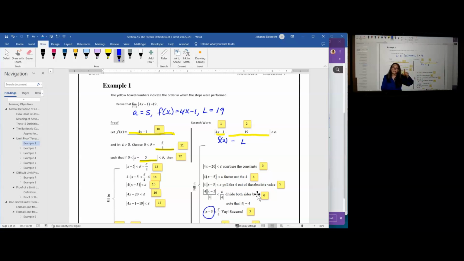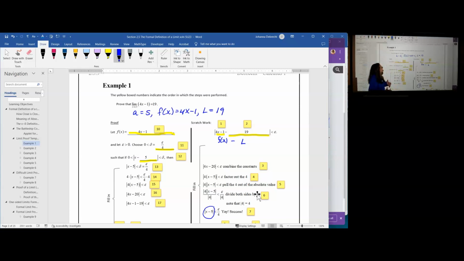And then I notice if I factor out a 4, I would get an x minus 5. I factor out the 4 inside the absolute value, then I pull the 4 out. The absolute value of 4 is just 4, and then I need to divide both sides of the inequality by 4, which is positive, so I don't have to reverse the inequality. This tells me the absolute value of x minus 5 is less than epsilon over 4. That's what I was looking for.